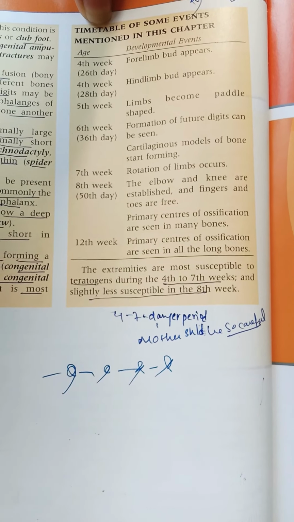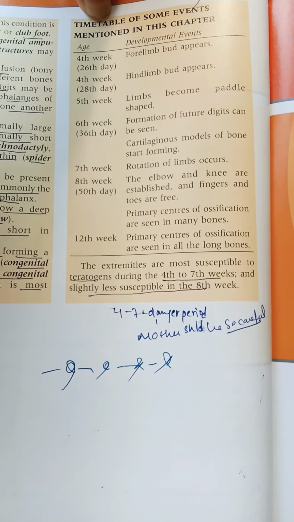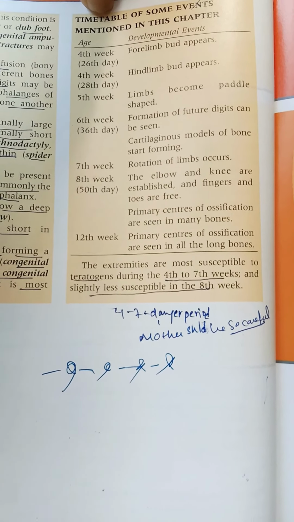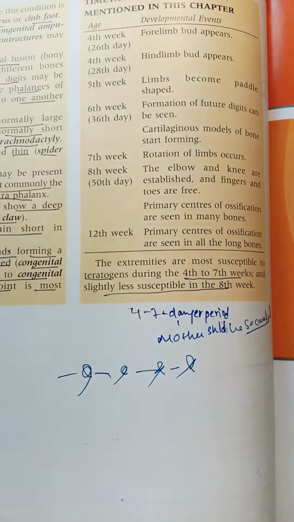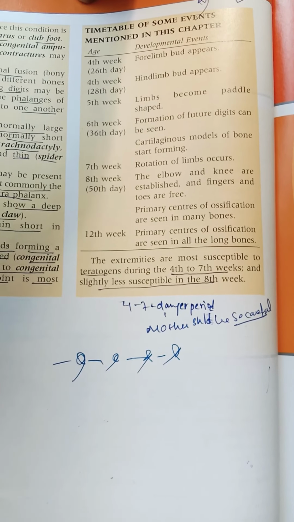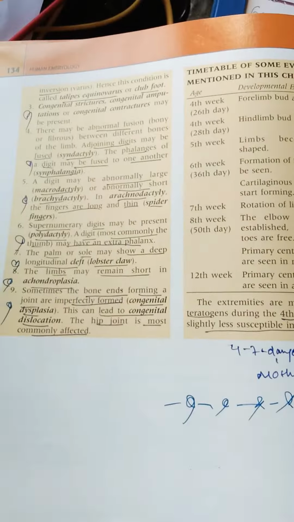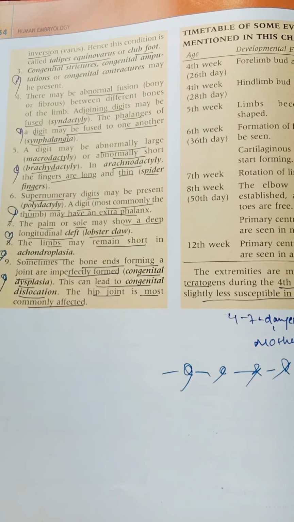8th week, 50th day, the elbow and the knee are established and the fingers and the toes are free. Primary centers of ossification are seen in many bones. And by the 12th week, primary centers of ossification are seen in all the long bones. The extremities are more susceptible to teratogens during the 4th to 7th week, and slightly less susceptible in the 8th week. So this is a very big lesson, up to 30 to 33 minutes. We just need to revise it. That's it.